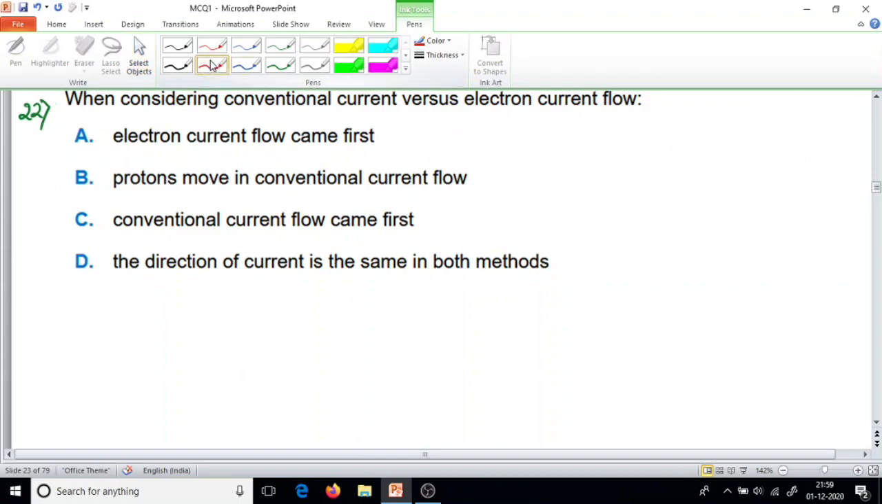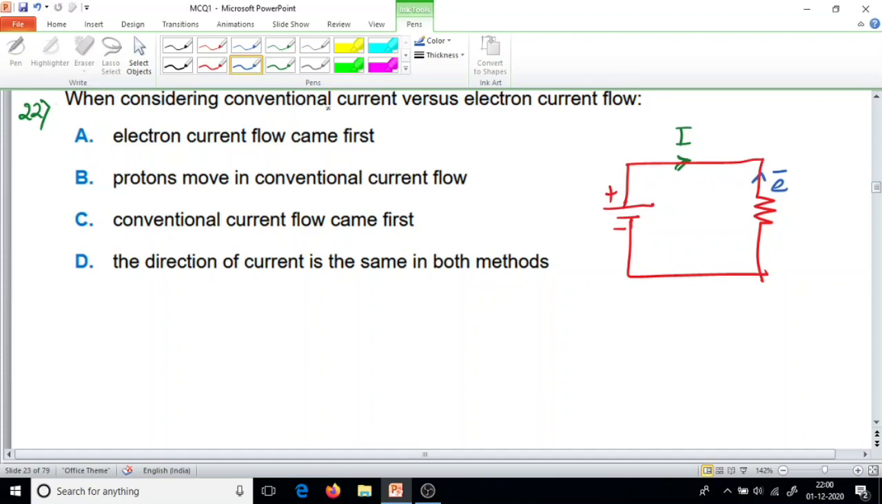Question number 22. When considering conventional current versus electron flow. We have a battery, and a simple resistor, a simple circuit. Now what is the direction of current flow? Current I flows from the positive terminal of the battery. But what is the electron flow? Electron flow will be just opposite to this. Electrons will be moving like this.